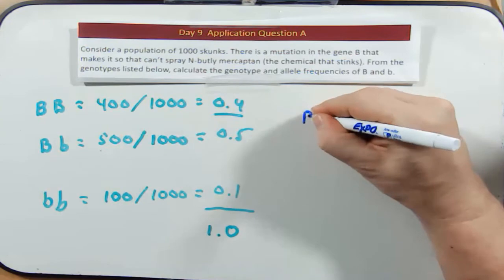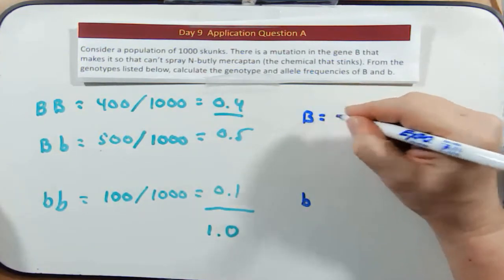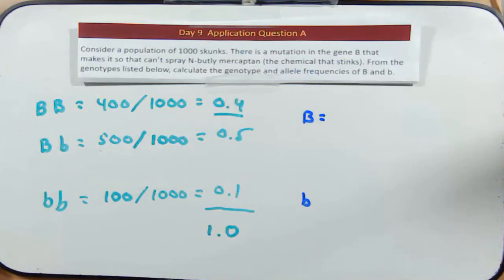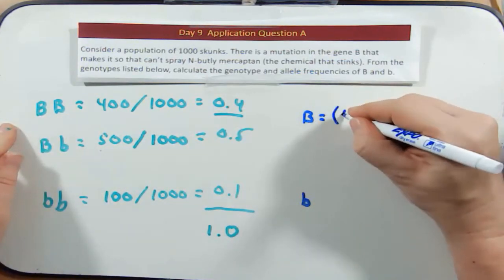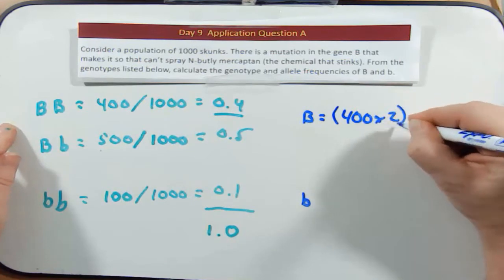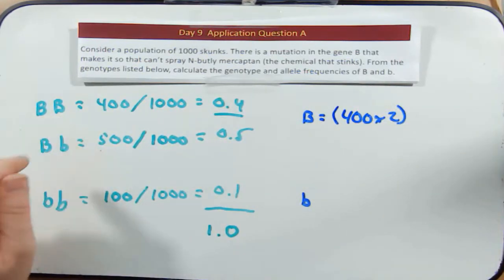And we have two alleles in this population, big B and little b. So first what we want to do is add up all the big B alleles in this population. And we know that there are 400 skunks that have the genotype of big B big B. So that means every skunk has two big B alleles. So that's going to be 400 times 2. Again, that's because there are 400 skunks, each of them have two big B alleles. So 400 times 2.